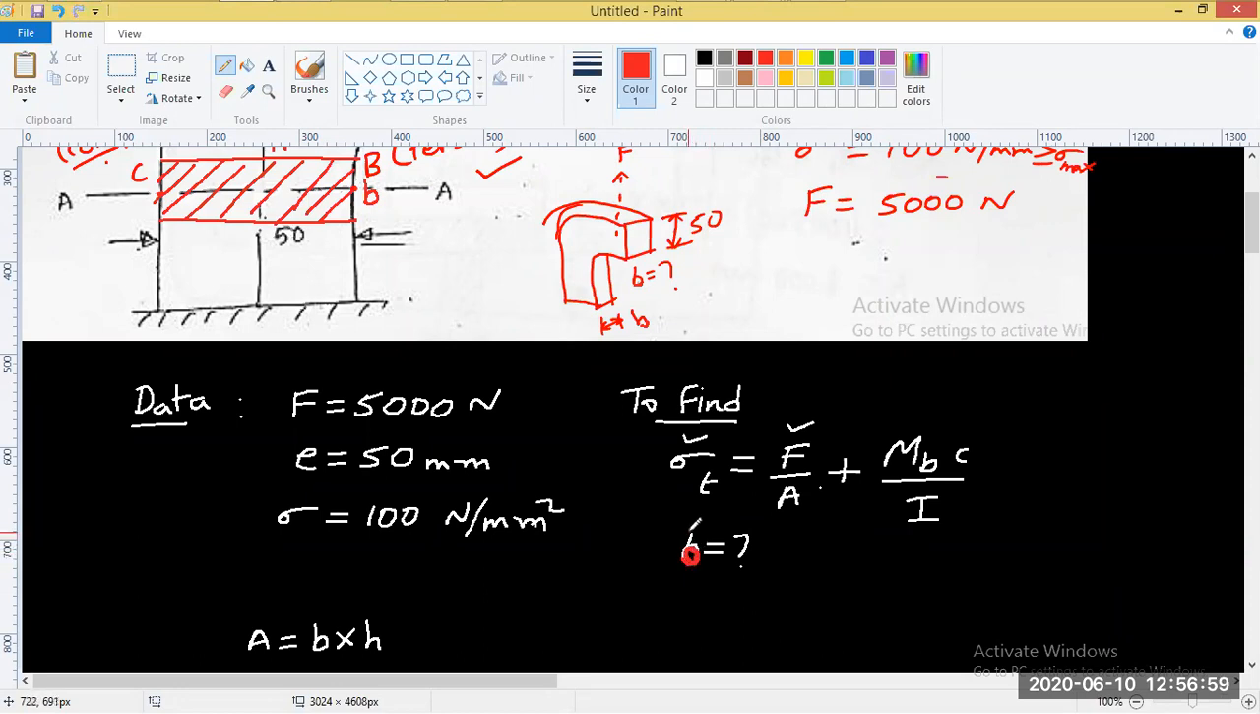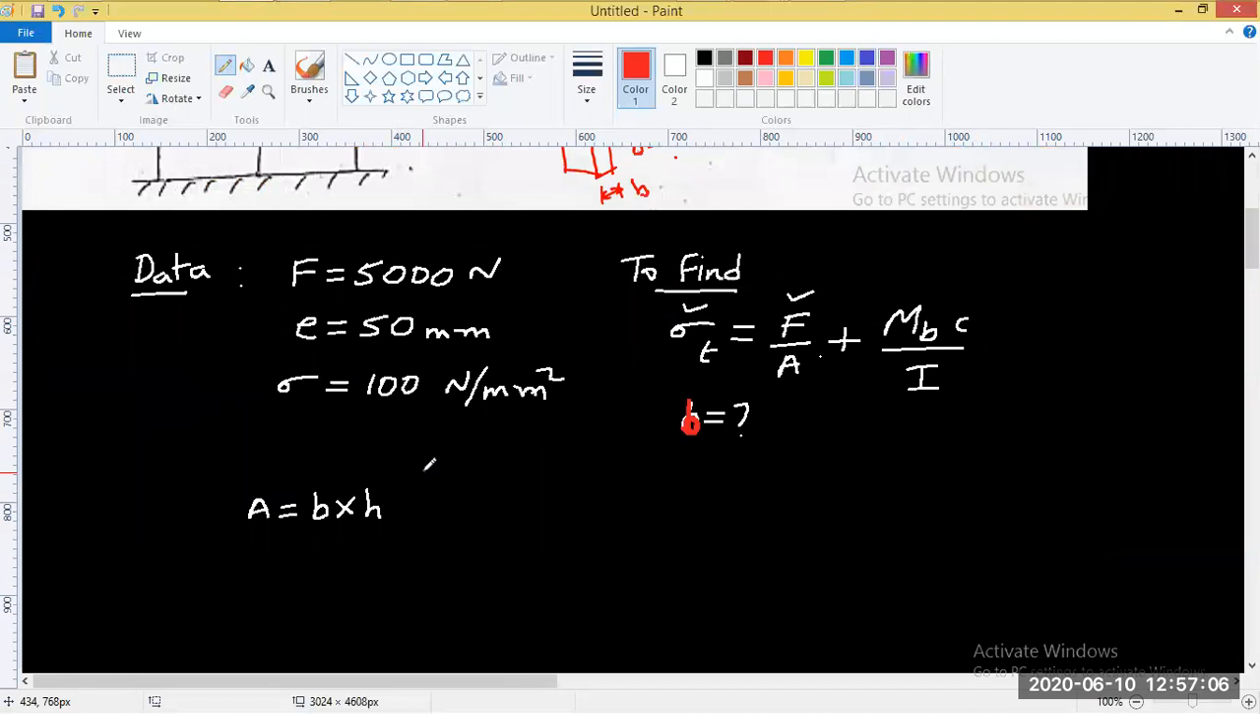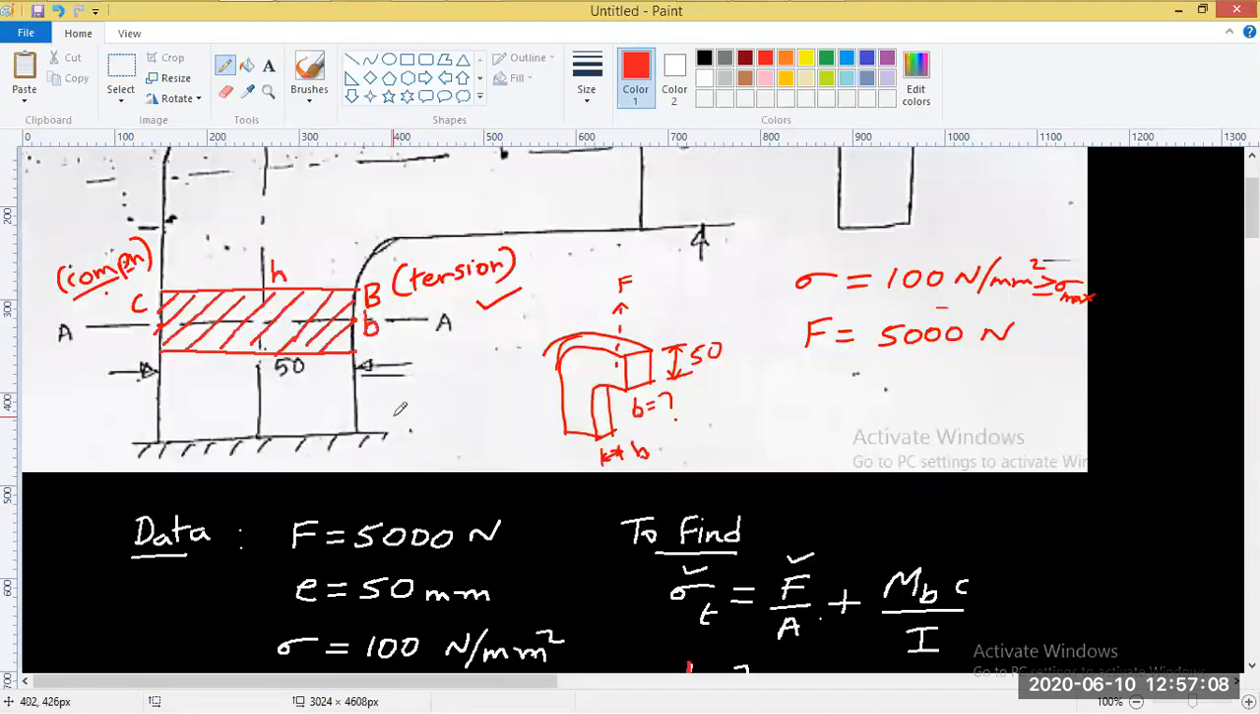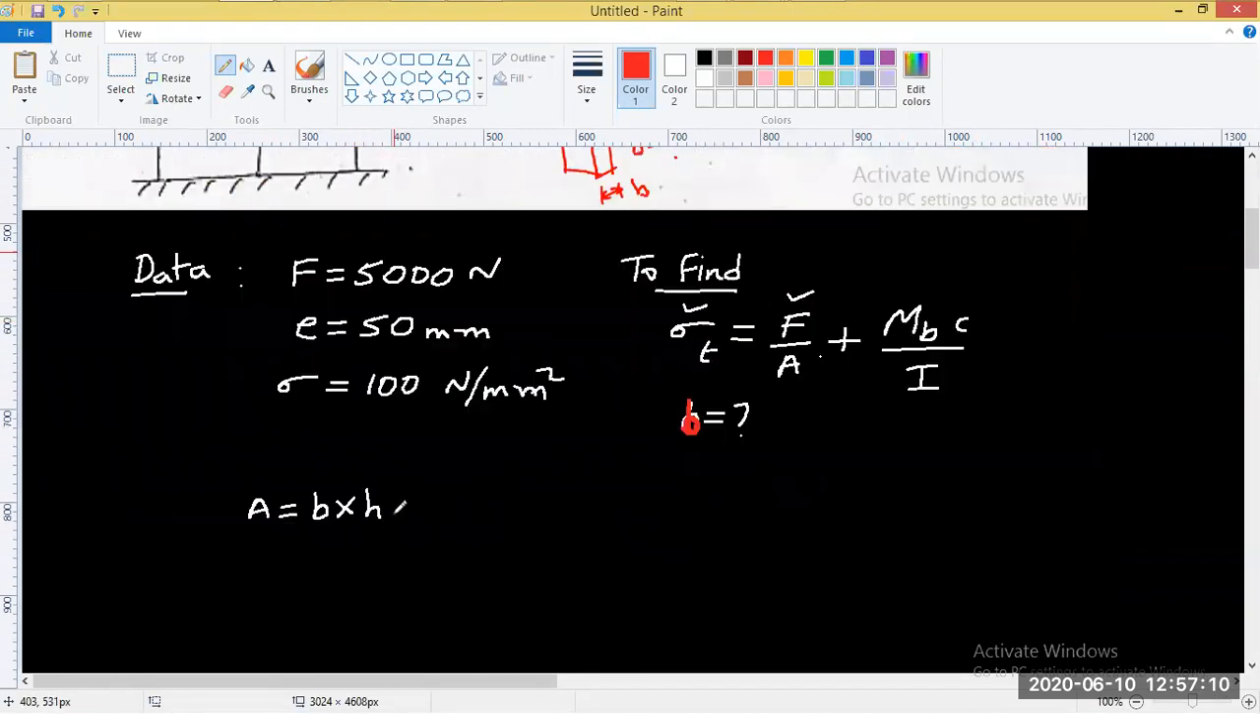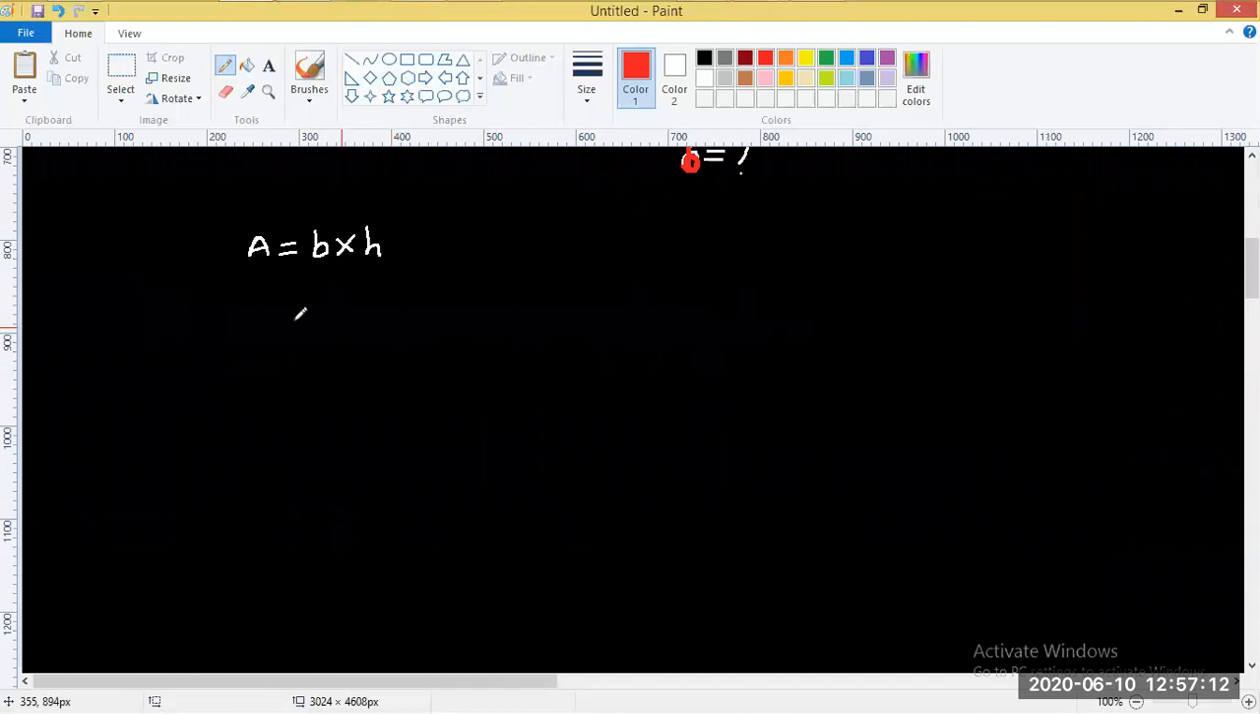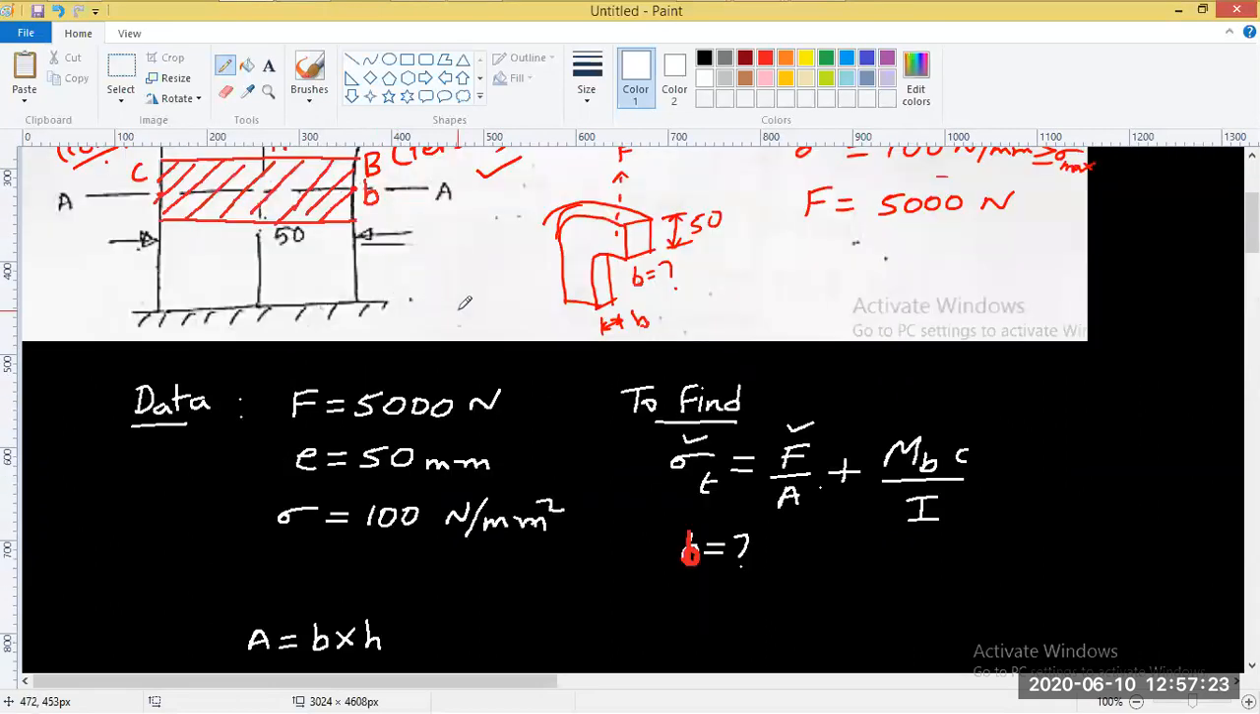Let's make this as B. Okay. Now, what do we know here? B is not known, H is known. So let's do this. The area is B into H, which is 50. Now we know the area. Area is known, but only partially. That's our objective. And let's find the bending moment.